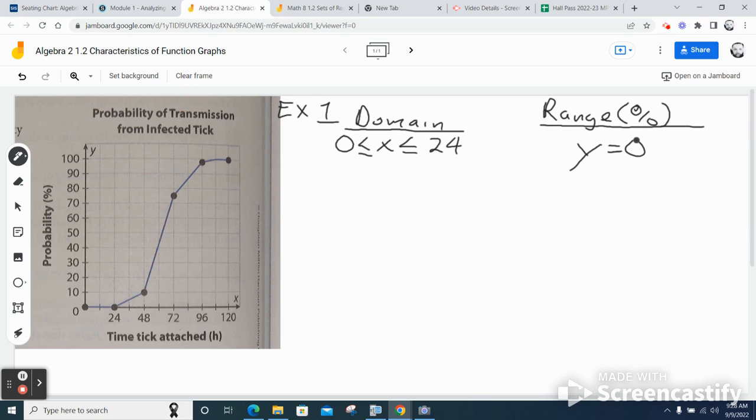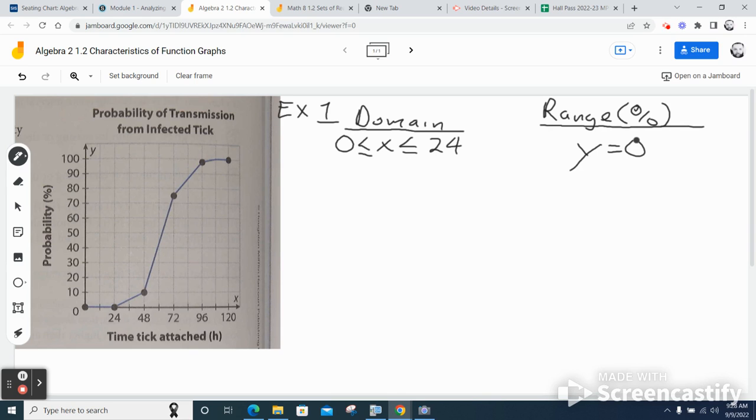So if I got a tick, I go to the beach. Mr. Adams goes to the beach a lot. I go to Waco Beach. I'm walking through the trails. A tick jumps off a tree. Aha, I got you, Mr. Adams. If I get rid of that tick in the first 24 hours, I have 0% chance of getting Lyme disease.